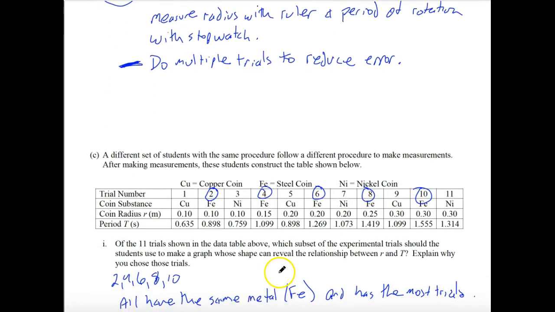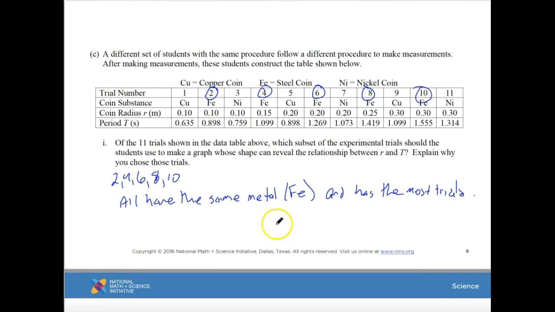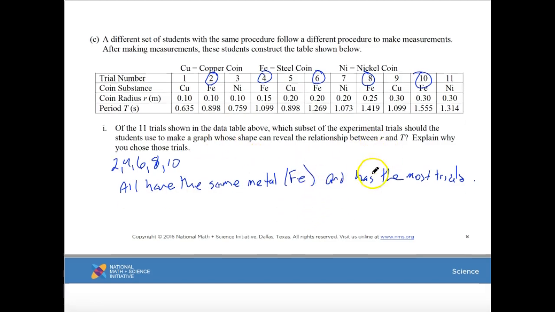Now you have a different set of students who follow a different procedure and make measurements. After making those measurements, they construct this data table. They want to know, out of these 11 trials, which ones should you use? You want to use the ones with the same coin. So you can use 2, 4, 6, 8, and 10. You could also have used 1, 5, and 9, or 3, 7, and 11. But the one that is iron, Fe, is iron. I know it says steel, but that's iron. What you'll notice is 2, 4, 6, 8, and 10 all have the same metal, and that one has the most trials, so that's why we chose it.